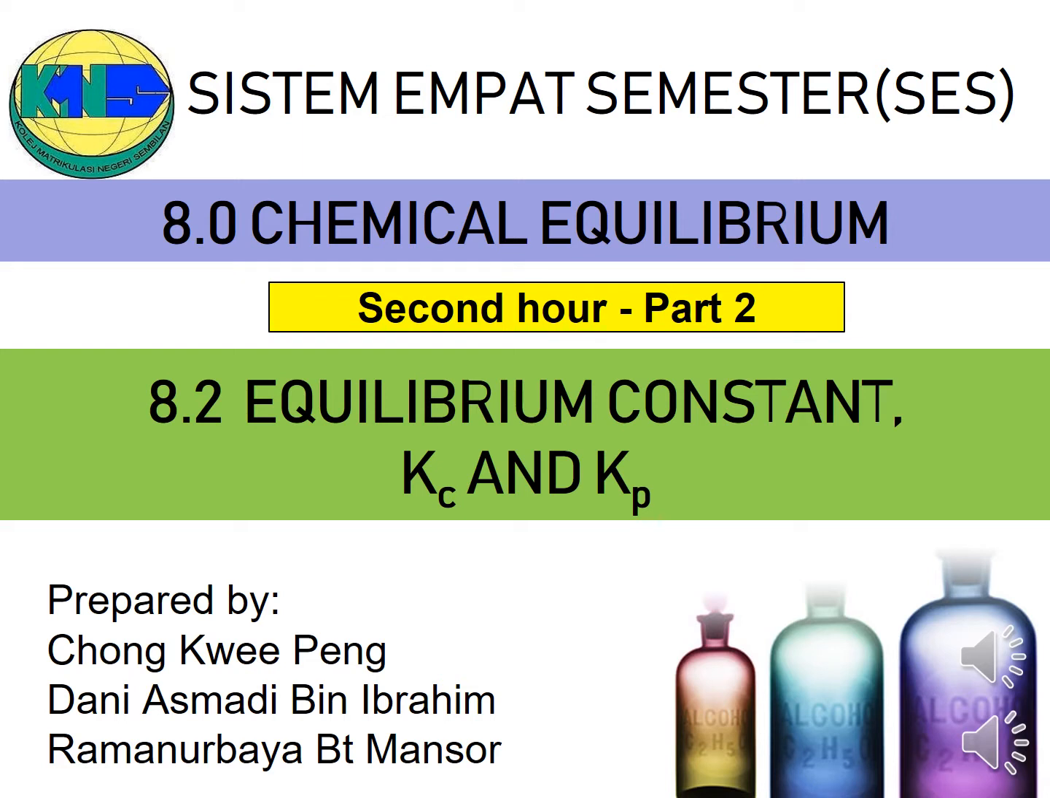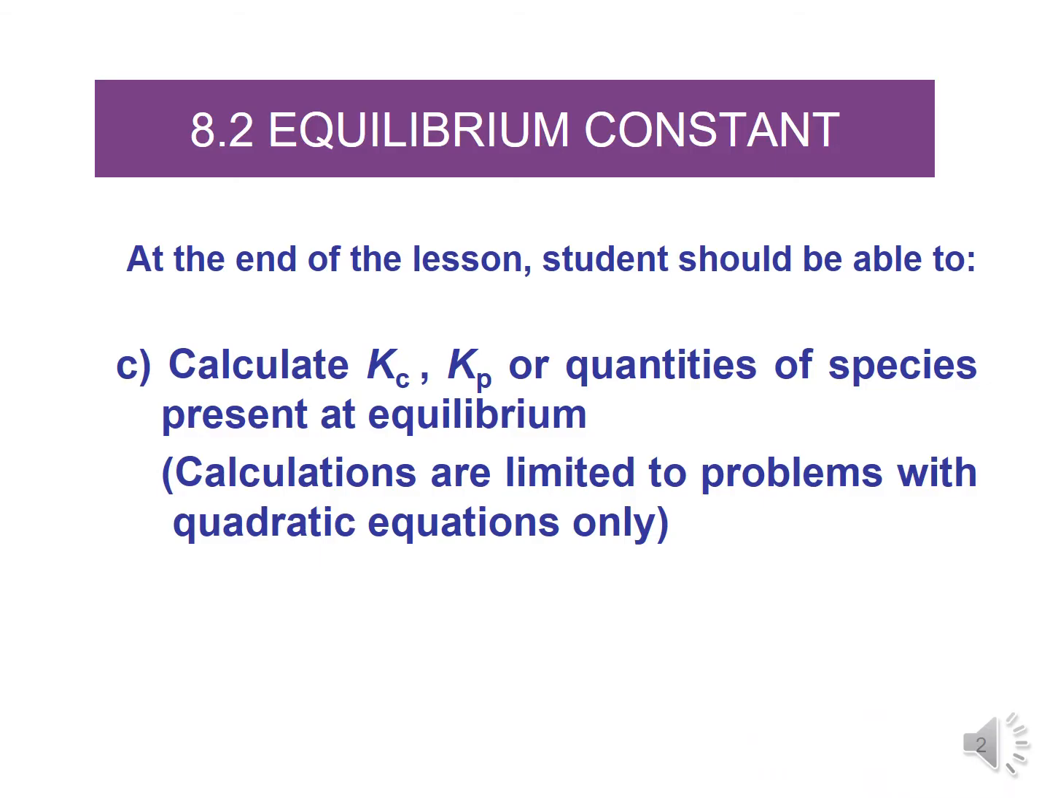Chapter 8 Chemical Equilibrium, Second Hour, Part 2, 8.2 Equilibrium Constant, Kc and Kp. At the end of the lesson, students should be able to calculate Kc, Kp, or quantities of species present at equilibrium.